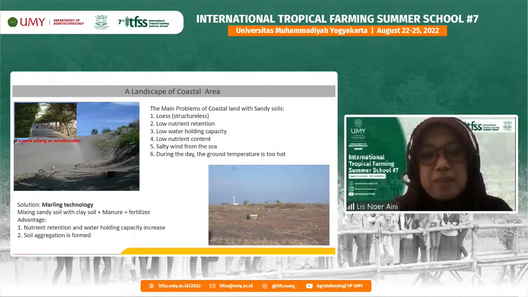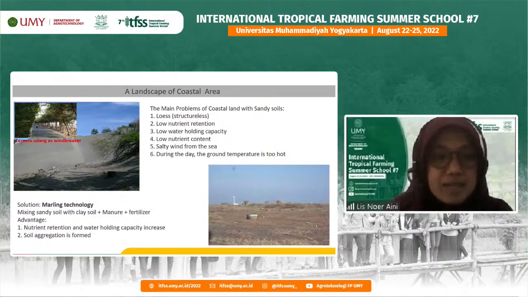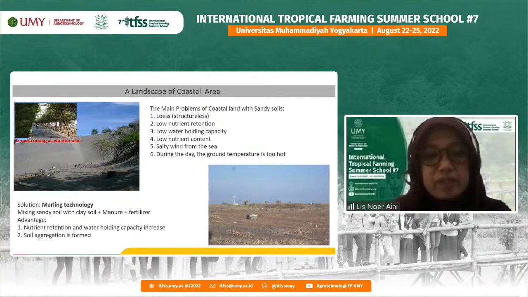Fifth, salty wind from the sea. This condition will cause the plants to be exposed to salt water vapor carried by the sea breeze to the land, so that the plant leaves are exposed to physiological disturbance or plasmolysis. And the last, during the day, the ground temperature is too hot. The solution to this condition is we can use marling technology. Marling technology is mixing sandy soil with clay soil, manure, and fertilizer. The advantage of this technology is that nutrient retention and water holding capacity will be increased, and soil aggregation is formed.